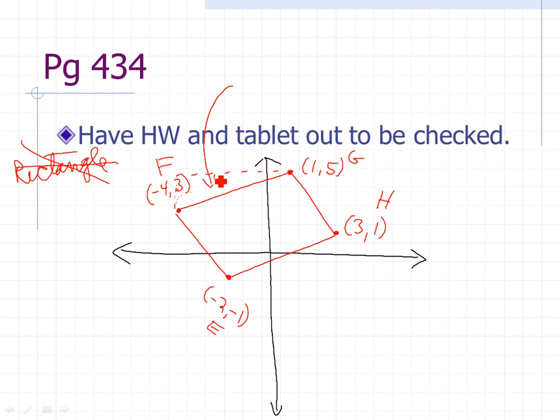Something like this maybe. For this side, if you go from 3 up to 5, what's your rise? 2. So you go up 2, and your run is -4 over to 1. So how much did you go over? 5. So that's the slope of that side. Well, what should the slope of this side be then? 2 over 5. So let's find it real quick.